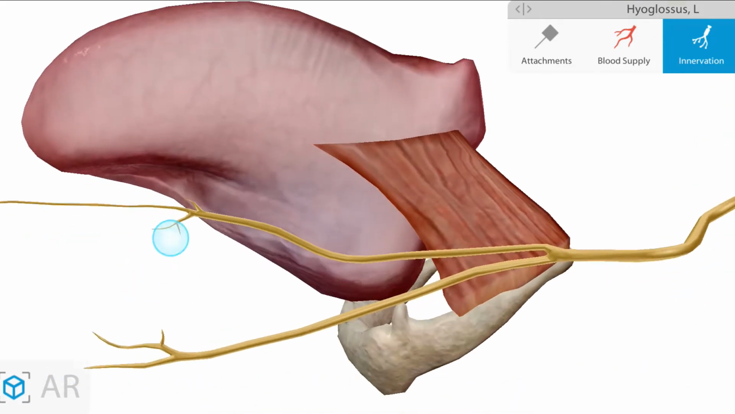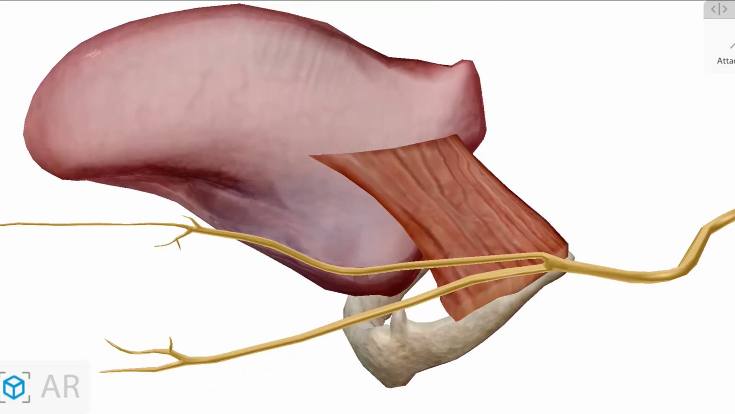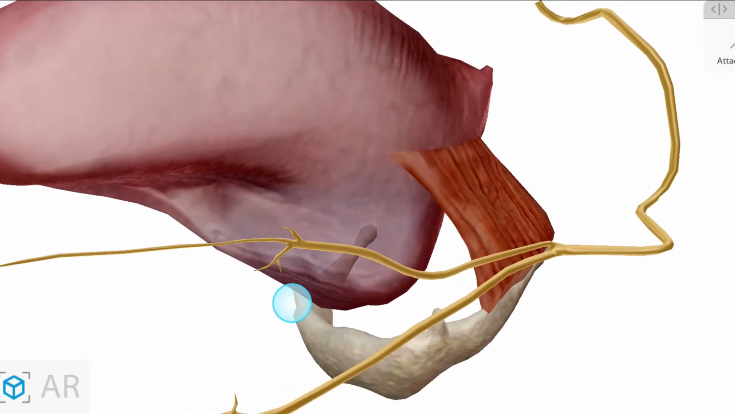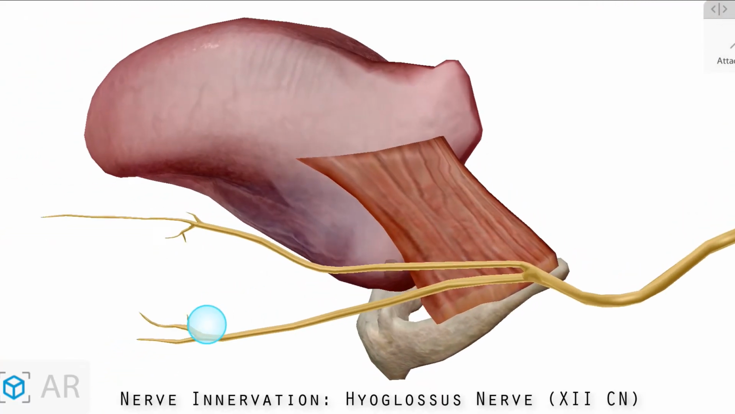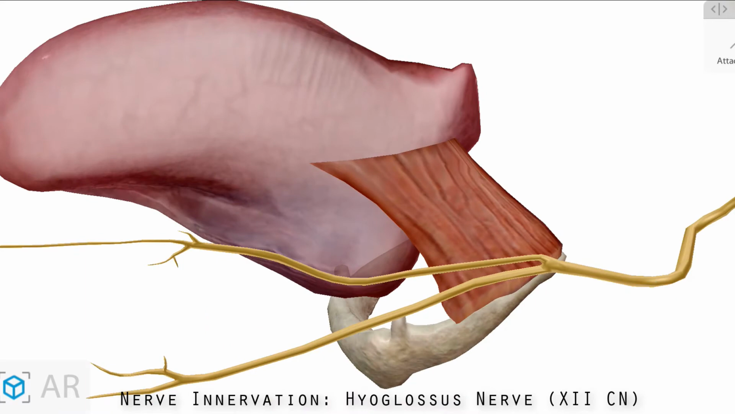Now I am showing you the nerve supply. The hyoglossus muscle, as you can see in the diagram, is supplied by the hypoglossal nerve, that is the 12th cranial nerve.